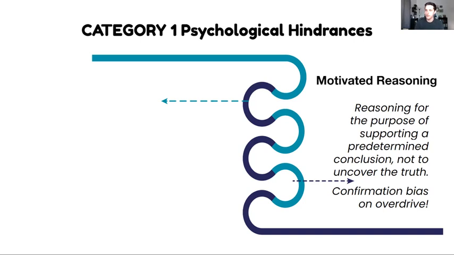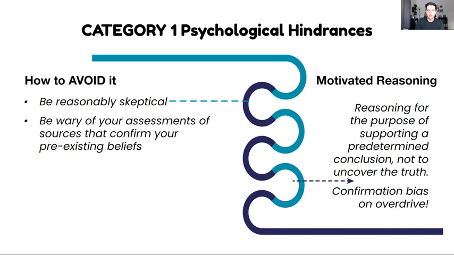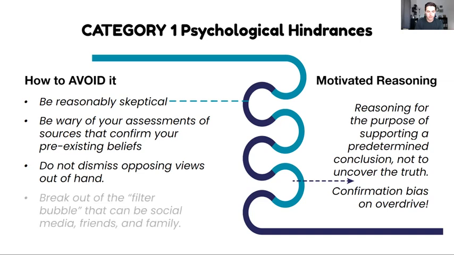Maybe this might be the kind of reasoning that lawyers might need to use in some cases justifiably, but in other cases, if we've already predetermined what we want to happen, we're certainly not going to look for contrary evidence, right? We need to be reasonably skeptical and be wary of our assessments of sources that confirm our pre-existing beliefs. And we do not dismiss opposing views out of hand. Again, that does not mean that all opposing views are equally plausible, but it doesn't mean that we should dismiss them out of hand before even considering them.